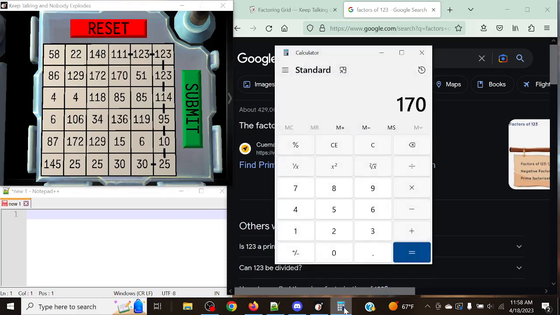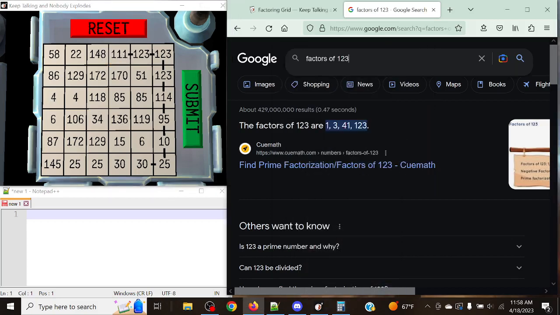170, is that divisible by 3? It is not, so we cannot go that way. So is 148 divisible by 3? It is not, actually. So this might be the beginning of our pathway here. Because of the fact that we have to check some of its other factors, though.